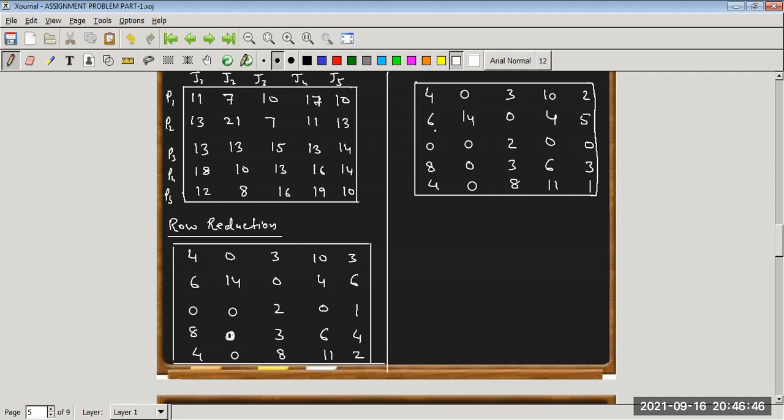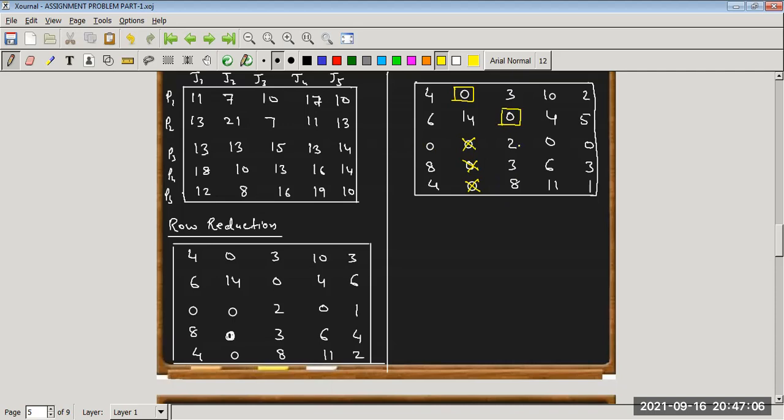So we start the assignment process now. In the first row, there is only one 0. So assign this 0. If there is any other 0 in that column, cross that 0. So we cross these. Now, in the second row, there is only one 0. So we assign this 0. There is no 0 in this column.